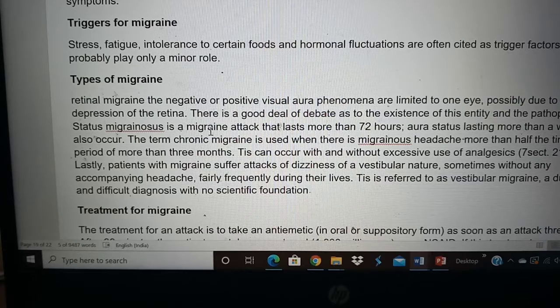So there are different types of migraine. Retinal migraine, as the name indicates, retina is in the eye.